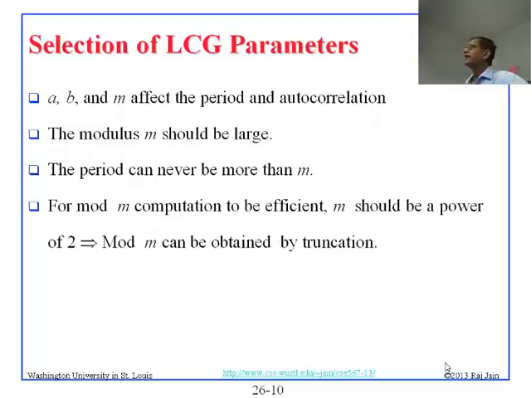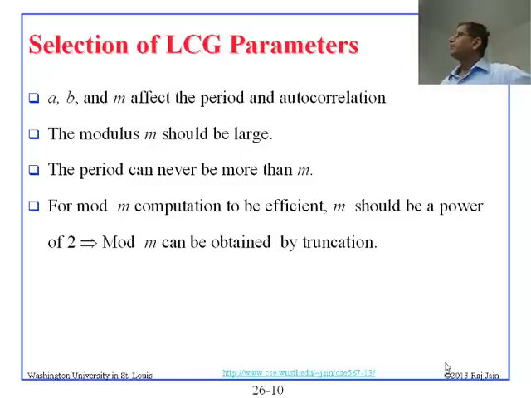Okay. So A, B, and M affect the period and autocorrelation. What are A, B, and M? A was the multiplier. B was the increment, whatever you want to add. And M was the modulus, right? So this choice has to be very carefully done. M should be large. The period can never be more than M. So that is one thing. If M is small, like 16, your period cannot be more than 16, right? So M has to be large.